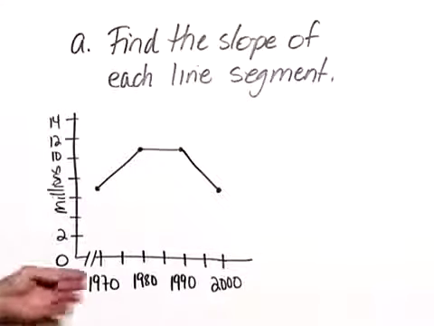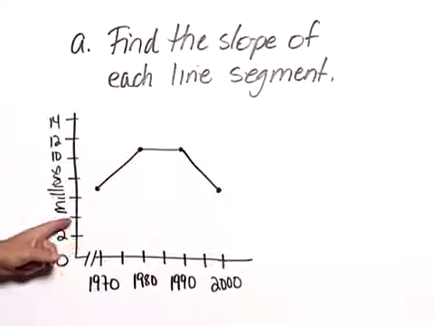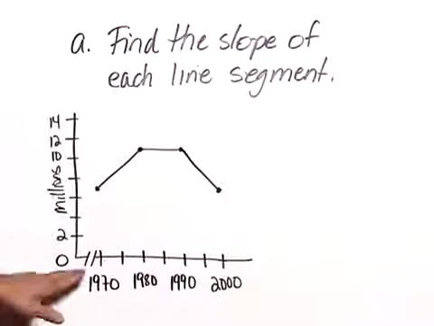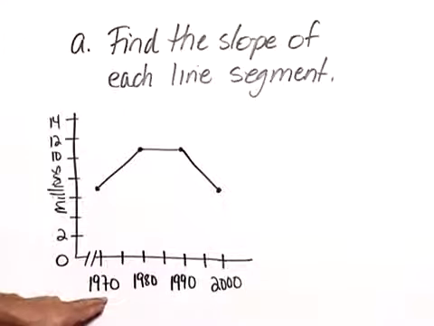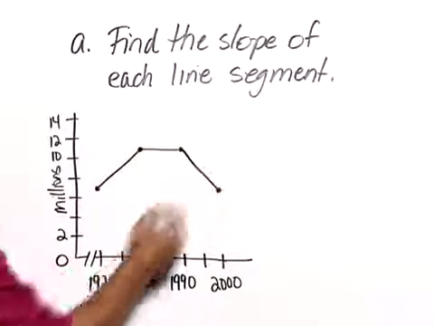Well, when we look at the graph, remember that this is in millions. Each mark is 2 million. And in the horizontal axis, you'll see that we start at 0, but we've broken it so that we can then show from 1970 to 2000 in an exploded view. So we want to find the slope of each line segment.